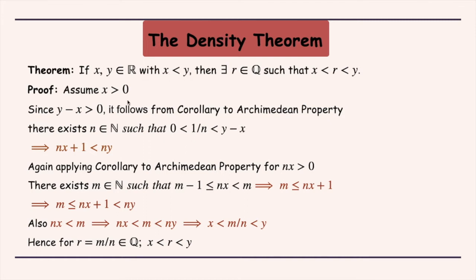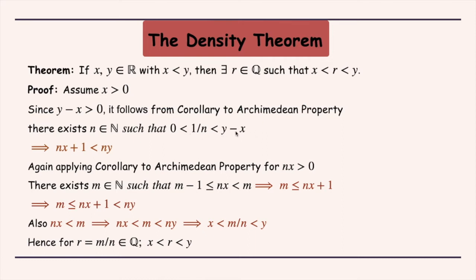Here we are going to start with the proof, and in the beginning we will assume that x is a positive number. That can be done without any loss of generality, and since we have y bigger than x, y minus x is definitely positive. Now, from a corollary to the Archimedean property, which I have discussed in my previous video, we can always find a natural number n such that 1 by n is less than y minus x. So, whenever we have some positive real number, we can always find a natural number n such that 1 by n is less than this number y minus x.